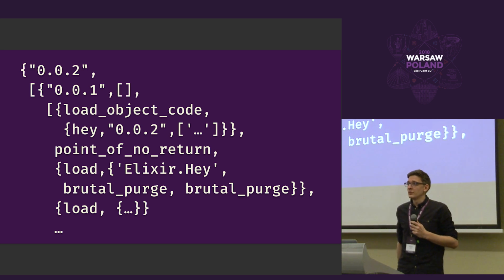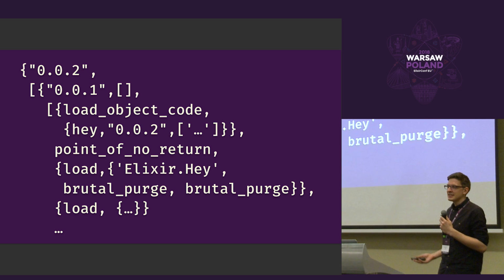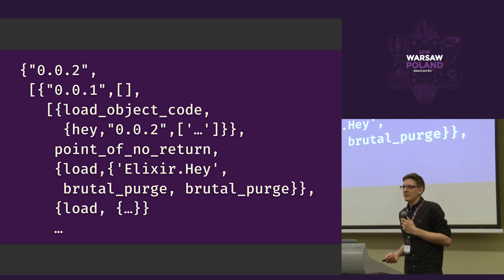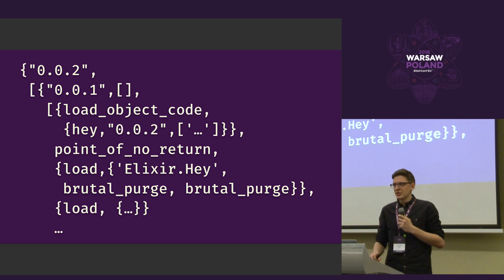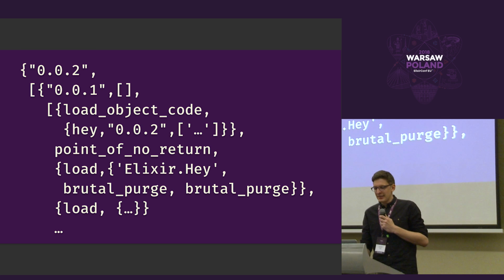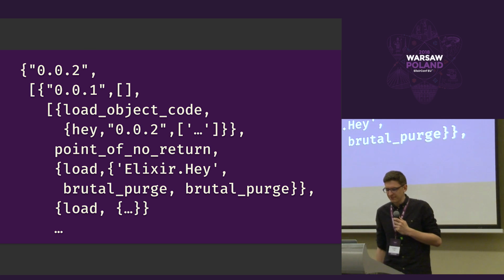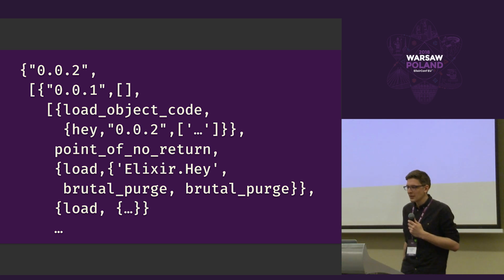You also see that point of no return. What is that? It basically just means if anything goes wrong during the upgrade process past that point of no return, the VM is going to reboot using the old version of your applications. But you really can't do many interesting things before that point of no return, so don't worry about that.